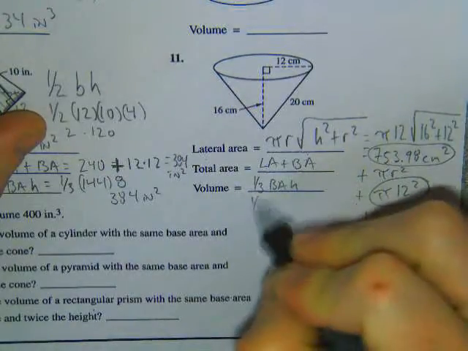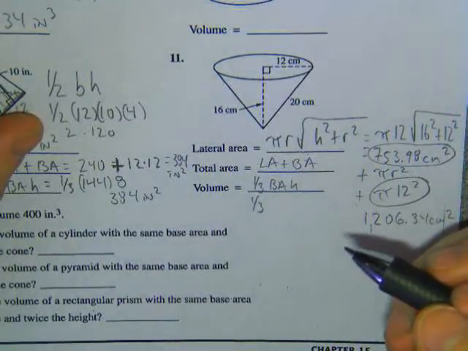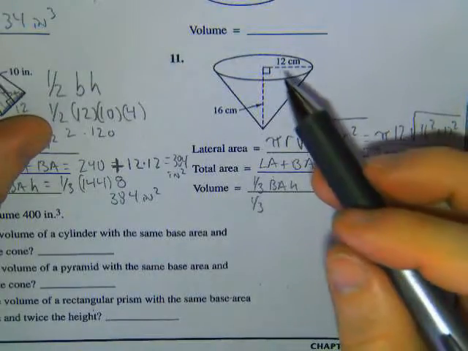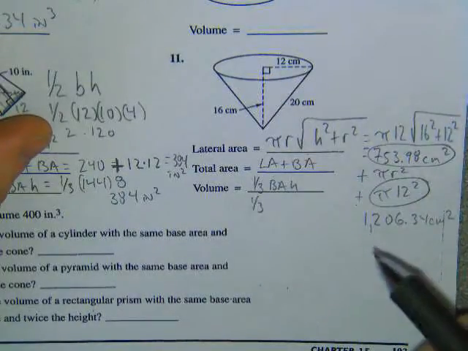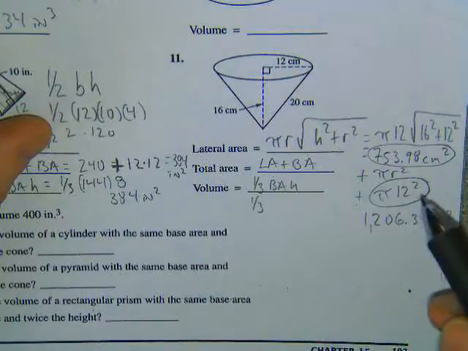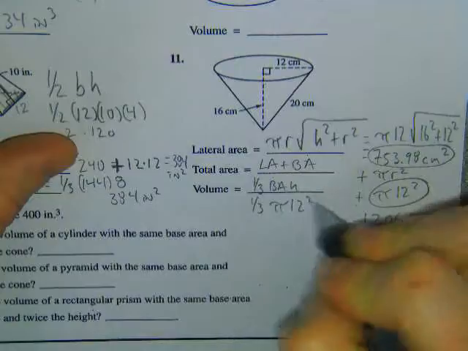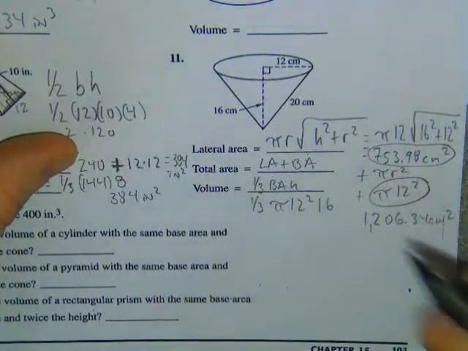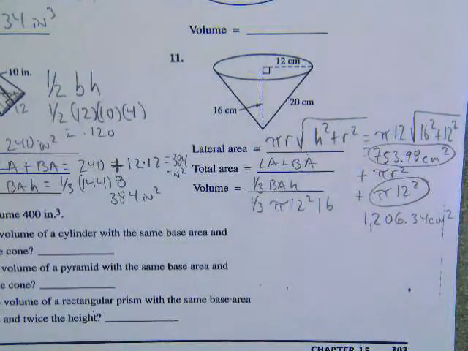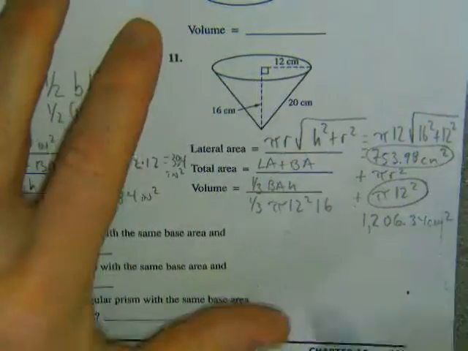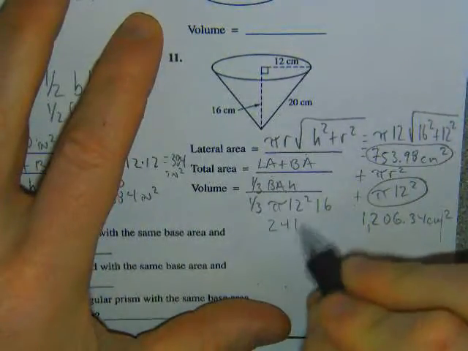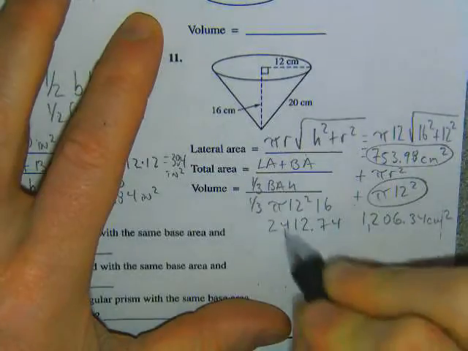Now the volume is what we dealt with over here, 1/3 base area times height. Base area is pi r squared, which we did right here. And the height is 16. So we just multiply all that together. And we get 2412 centimeters cubed.